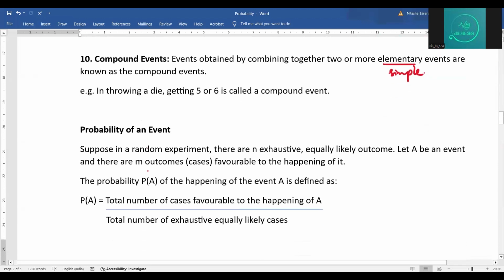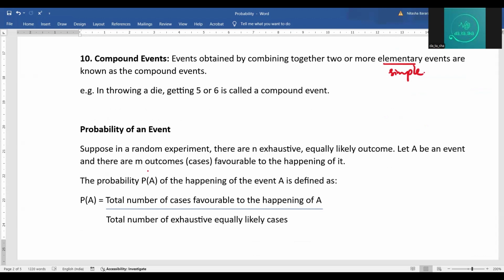Now, finally, we come to the definition of what you mean by probability. So suppose in a random experiment, there are n exhaustive, equally likely outcomes. Let A be an event. So there are m outcomes which are favorable to the happening of it. So P of A, which is defined to be the probability of happening of an event, is defined as the total number of the favorable cases of happening of that event upon the total number of the exhaustive equally likely cases. So the number of favorable cases is equal to m, and the number of exhaustive equally likely cases is n, which is given to us.